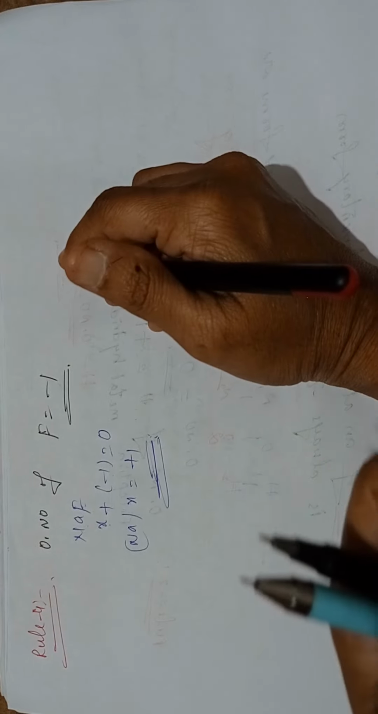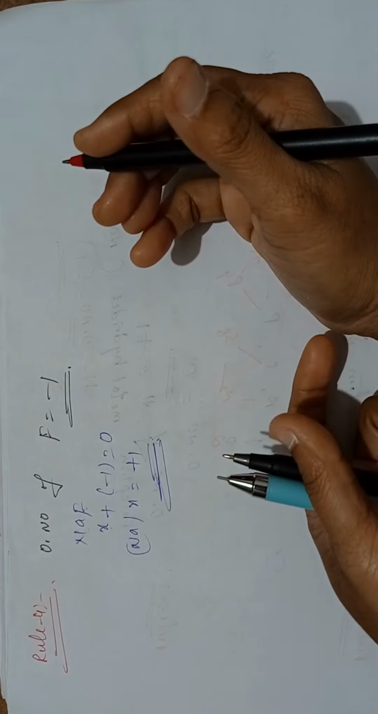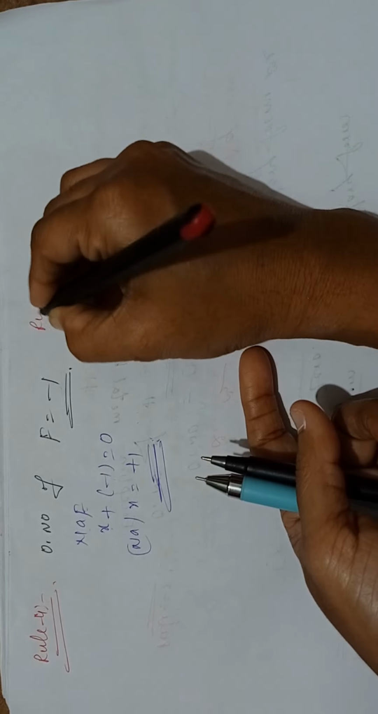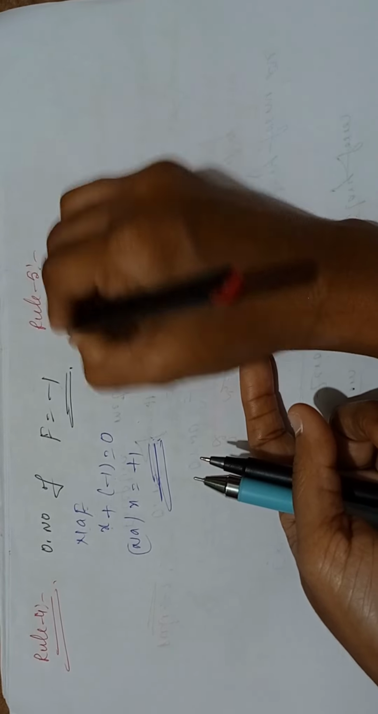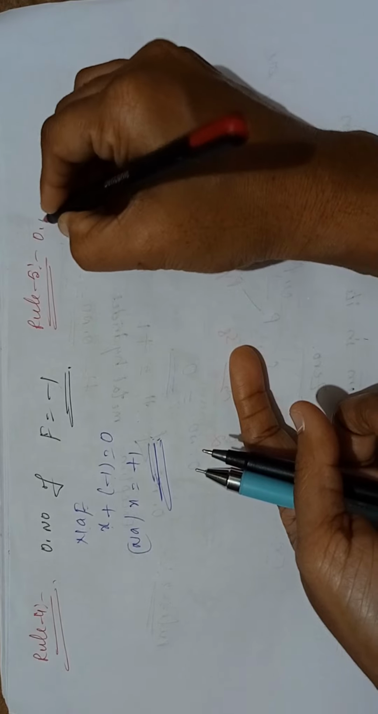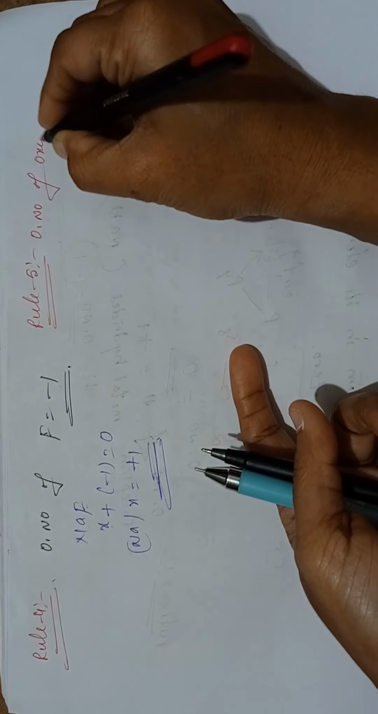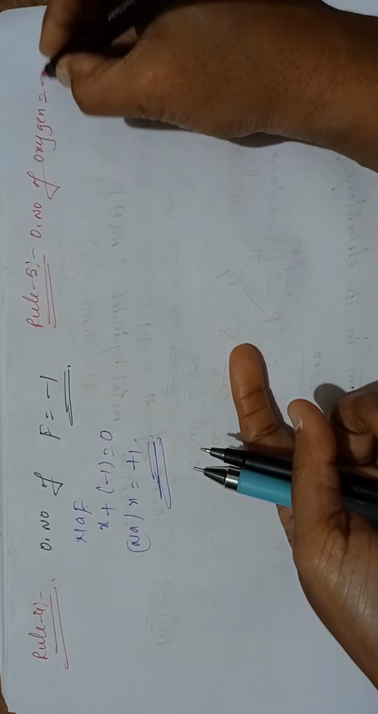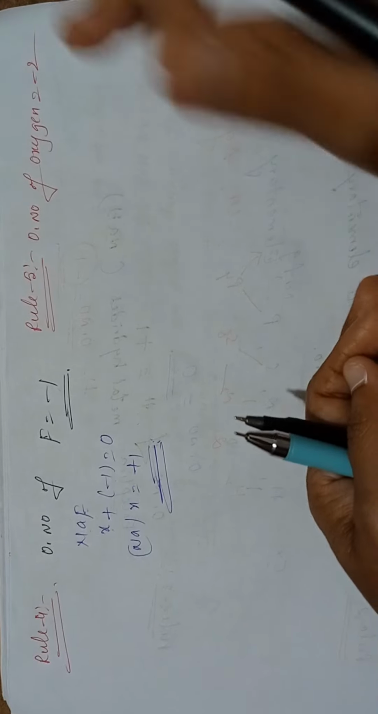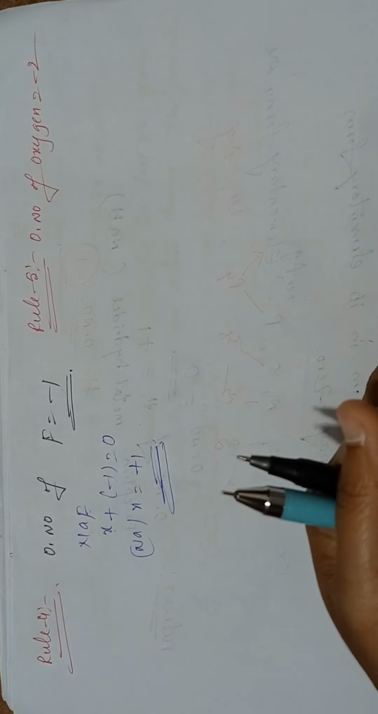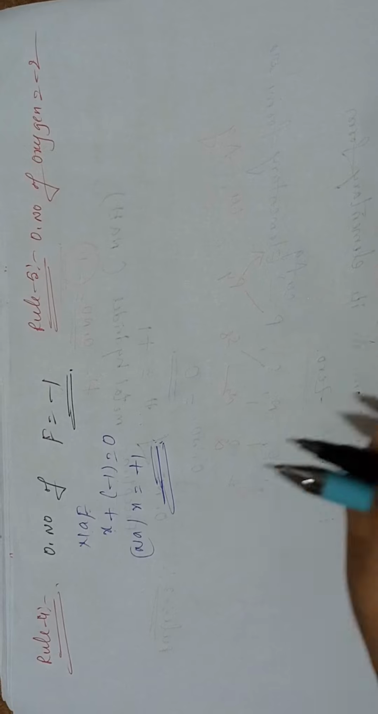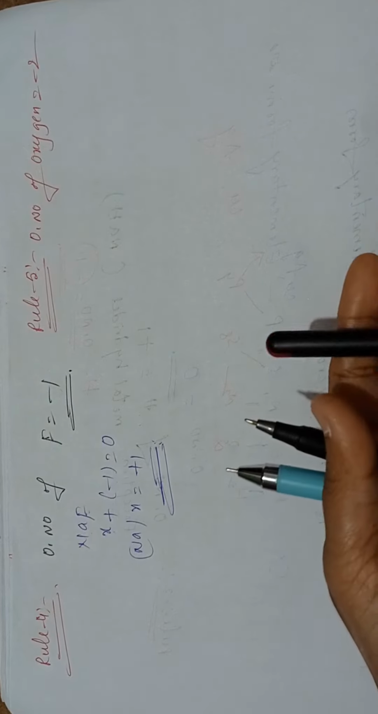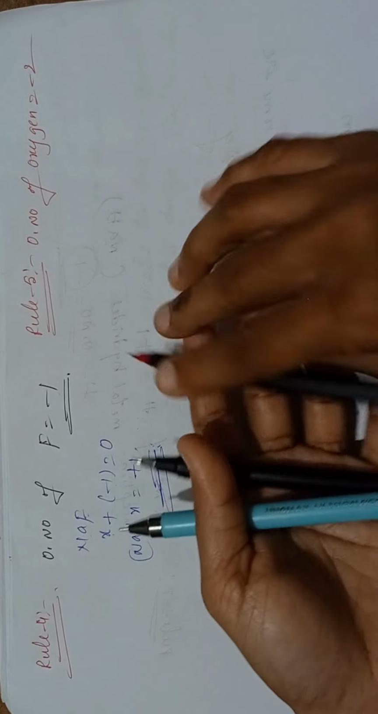What is rule 5, students? The oxidation number of oxygen is always -2, students. Mostly it is showing -2. But there are some exceptions, students. Are you clear? Oxygen is showing -2 oxidation number, but there are some exceptions.